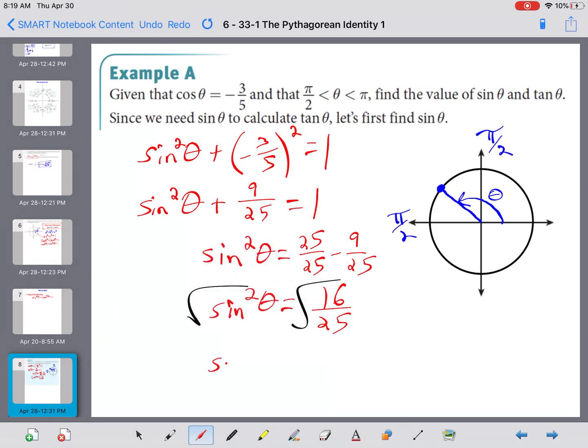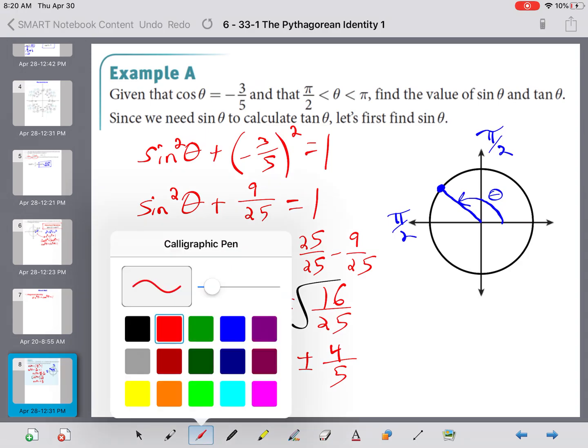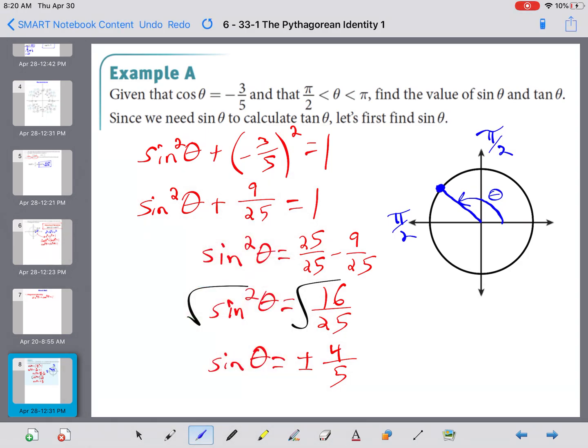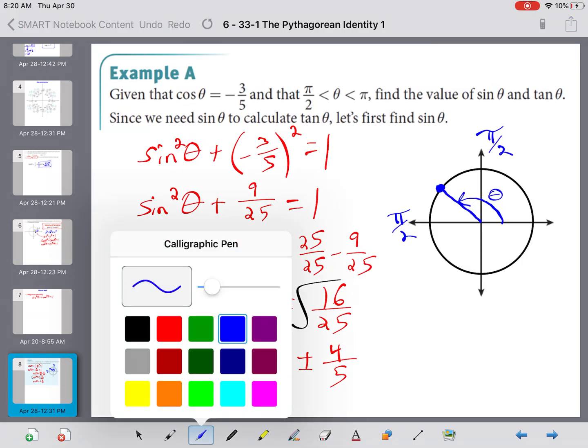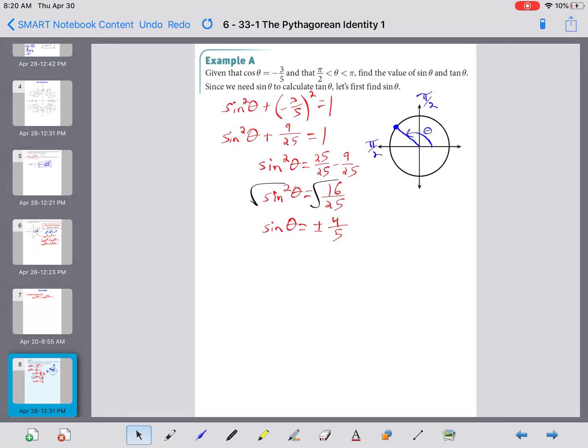Now I square root both sides, and I get a sine of theta. Remember, when you square root both sides, you do plus or minus 4/5. Now the plus or minus is important because, on the first example we saw, we reminded ourselves that sine and cosine values can be positive or negative. Because this angle is in quadrant 2, I know I want it to be a positive sine value. So I'm picking the positive one. So sine of theta equals positive 4/5. There's my sine.